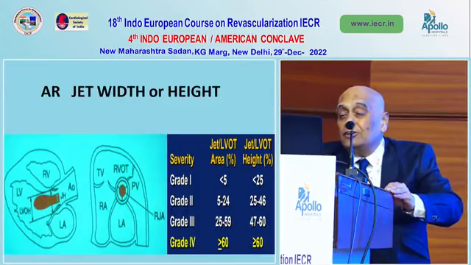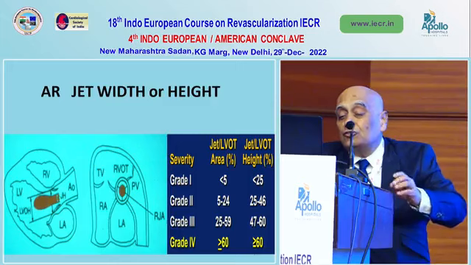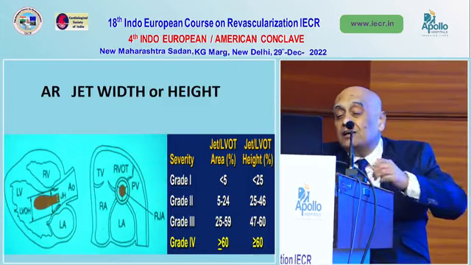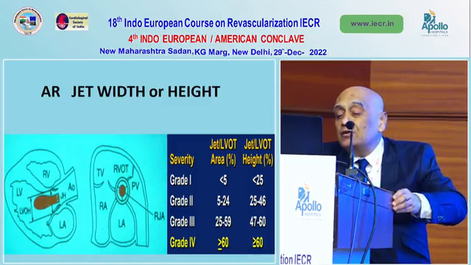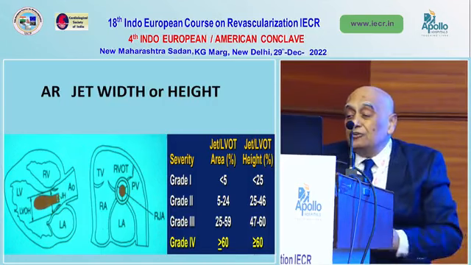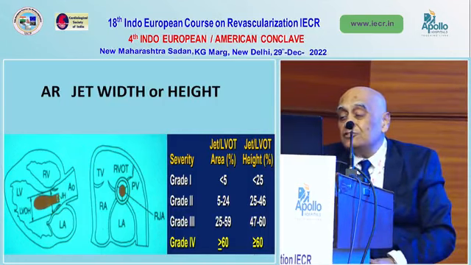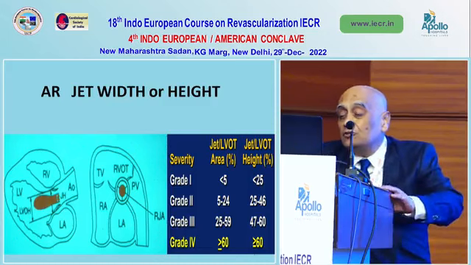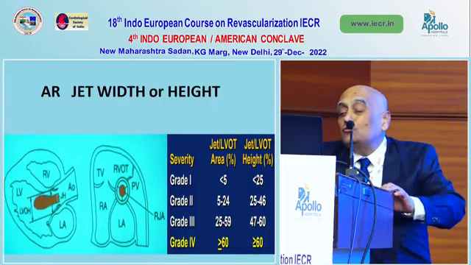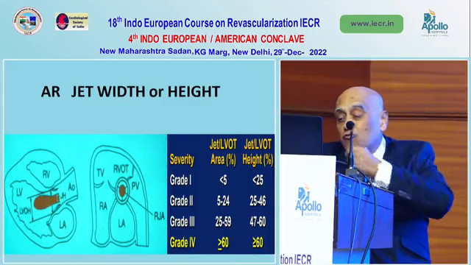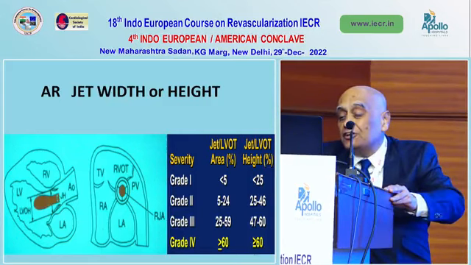So you can see over here the aortic jet width or the aortic jet height. This is how we calculate the jet width, which is also called the jet height, and compare it to the LVOT. If it is less than 25%, it is grade 1; 25 to 46% is mild to moderate, grade 2; 47 to 60% is grade 3; and grade 4 is more than 60%.